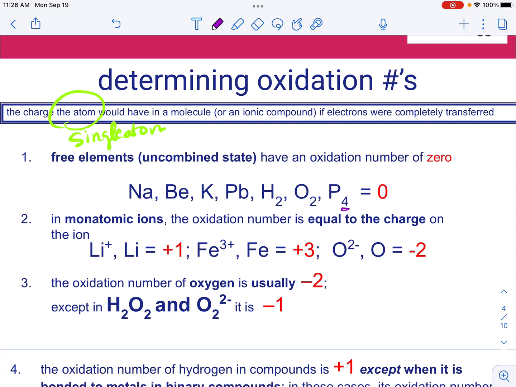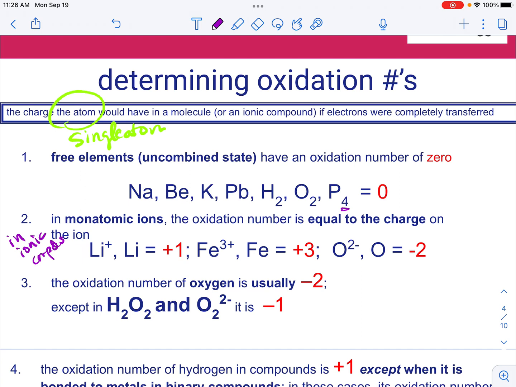They are truly atoms. If you have an ionic compound, so this would be in monatomic ions in ionic compounds, then the oxidation number is equal to whatever the charge is on the ion. The reason it is a monatomic ion is because it completely transferred electrons away from it. So however many electrons it gave away is the oxidation number.